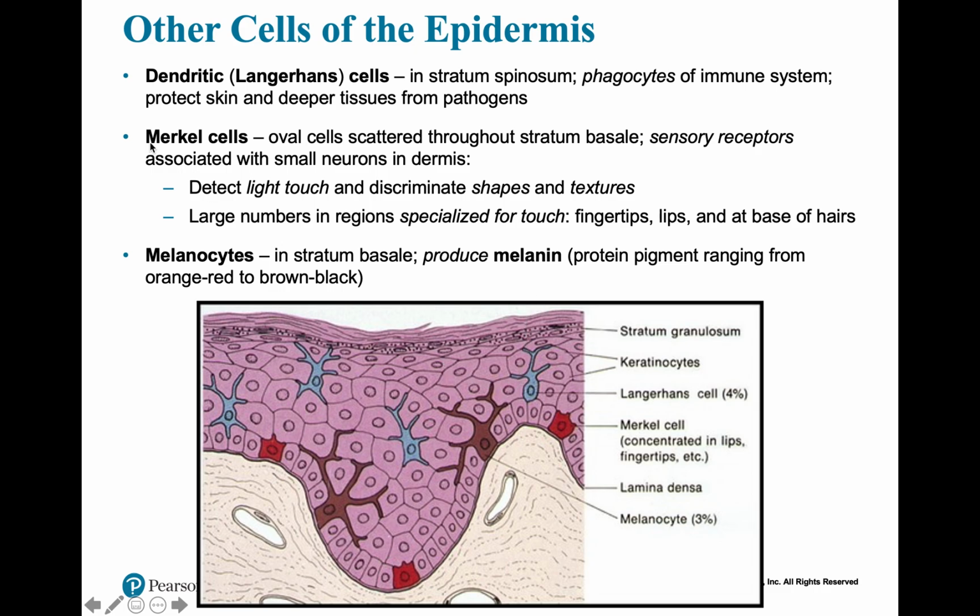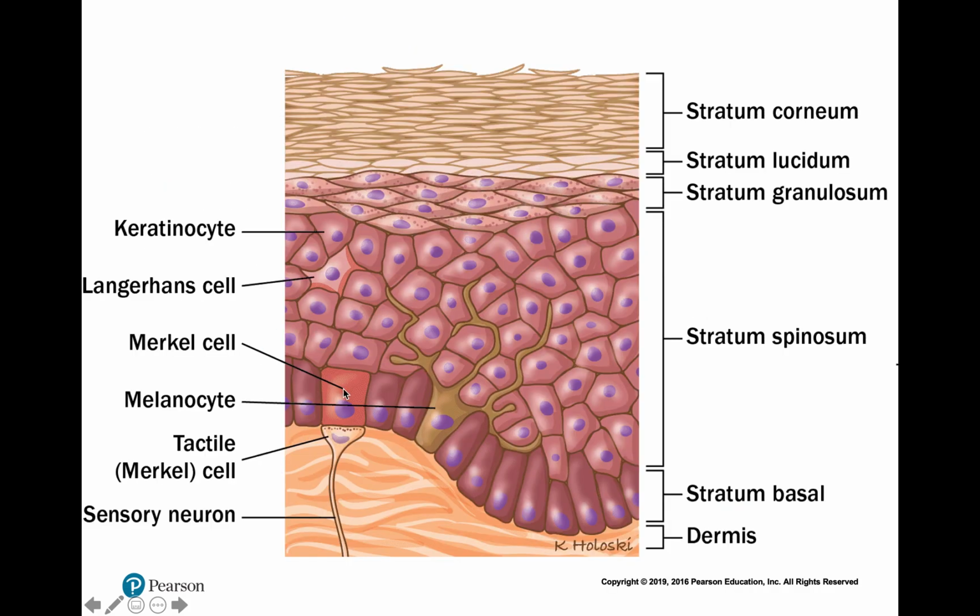Merkel cells, these are specialized epithelial cells found in the stratum basale. They're represented here in red, but they are not stratum basale cells, so they do not produce keratinocytes through mitosis. All right, they're located in the basale, but they are not keratinocytes. They are specialized sensory receptors, and I like this picture because it shows you here, this is the Merkel cell, a specialized epithelial cell that functions as a sensory receptor, and it's associated with a sensory neuron.